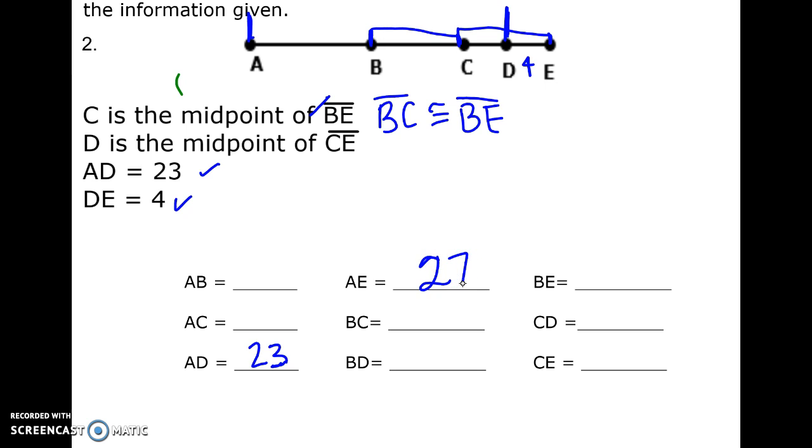And then D is the midpoint of CE, so those two little parts are congruent. I want you to take this information and fill in the rest of it. And this is what we'll talk about starting when you get back.